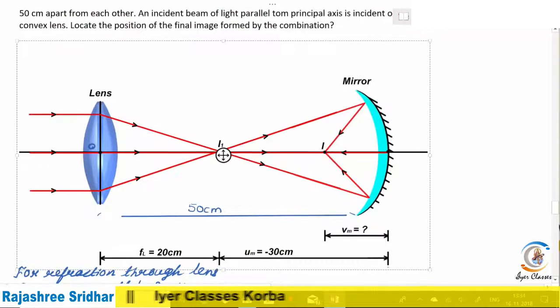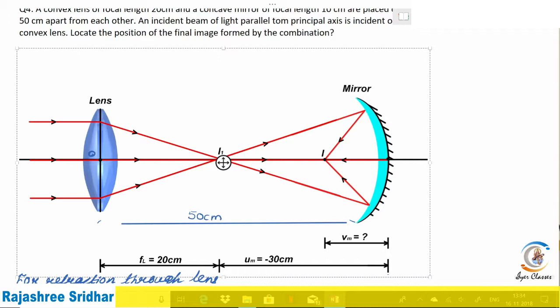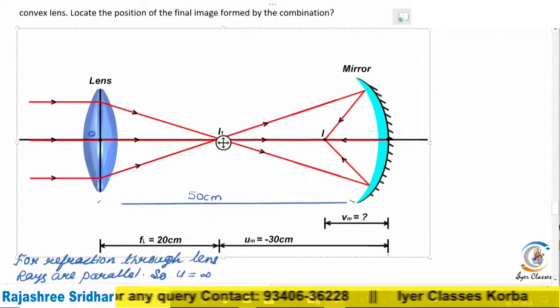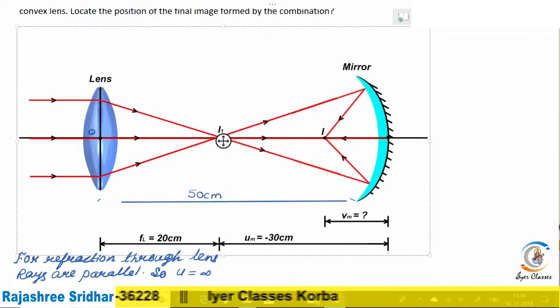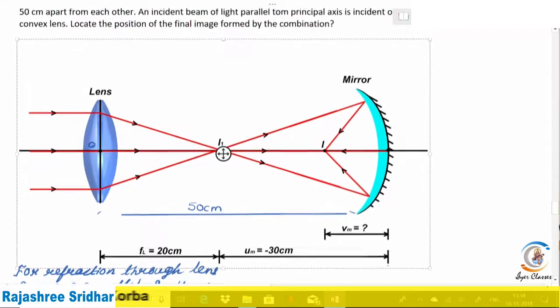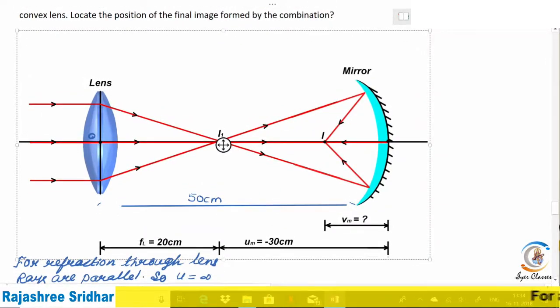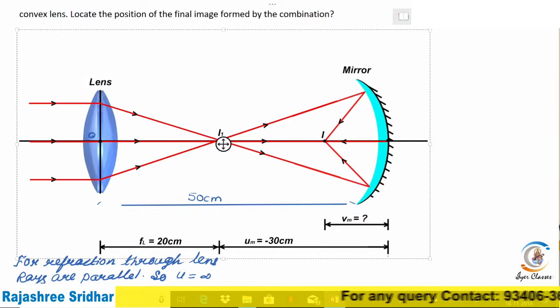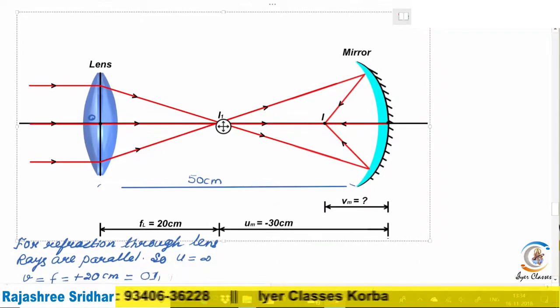As you can see in the figure, there is a lens and a mirror. A parallel beam of light is coming and striking the lens. As you know, if a parallel beam of light strikes the lens, it has to converge at the focus. So the focal length of the lens is 20 centimeter. So the distance OI1 is also equal to 20 centimeters after the refraction from the lens.